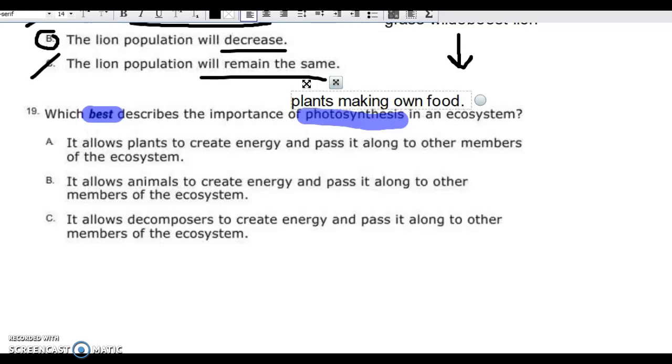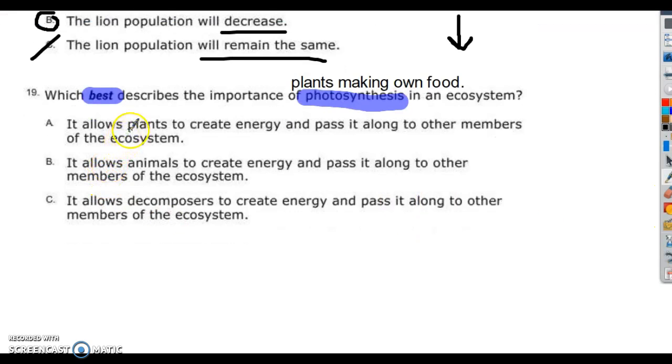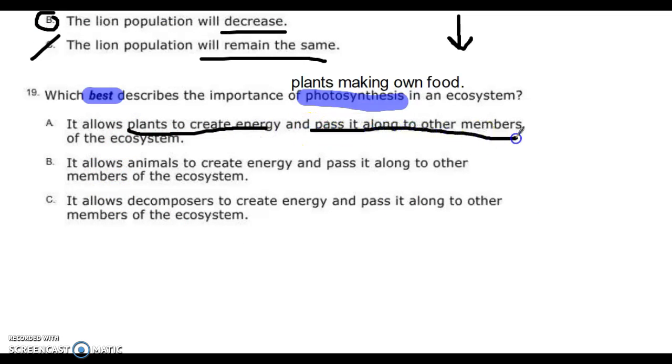Now, what best describes the importance of plants making their own food? It allows plants to create energy and pass it to other members of the ecosystem. Do plants pass their energy on to herbivores? And then the herbivores pass that energy on to other members of the ecosystem? That's not a bad answer, but it's not the answer. That's definitely going to put a maybe beside that.